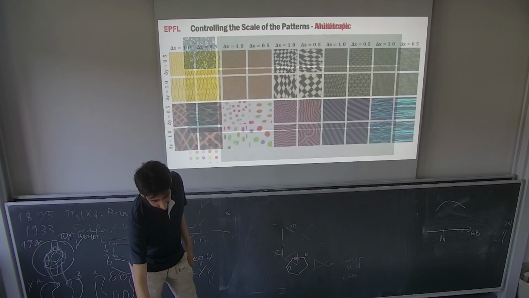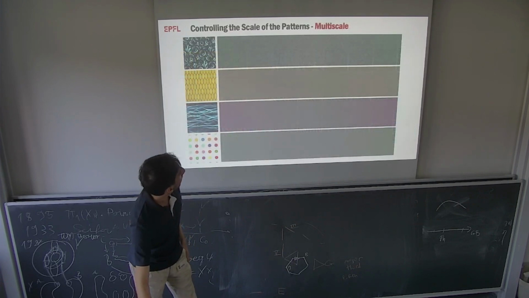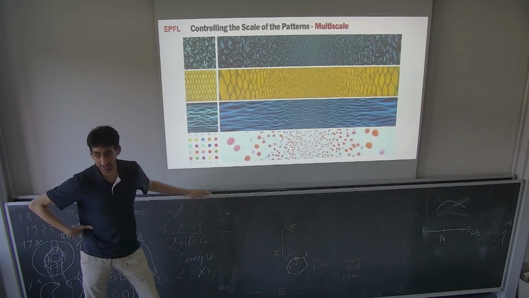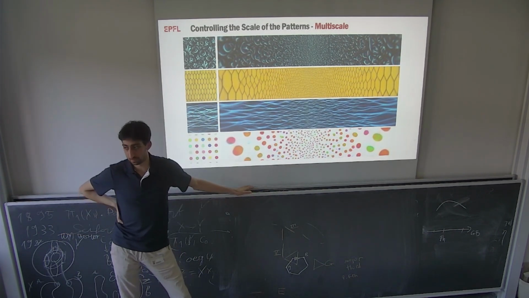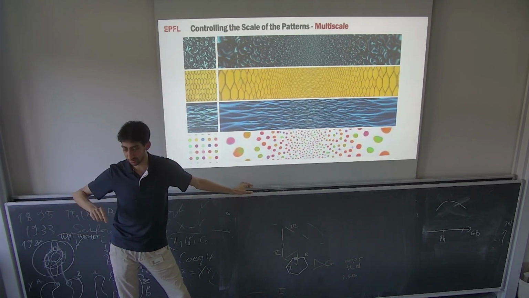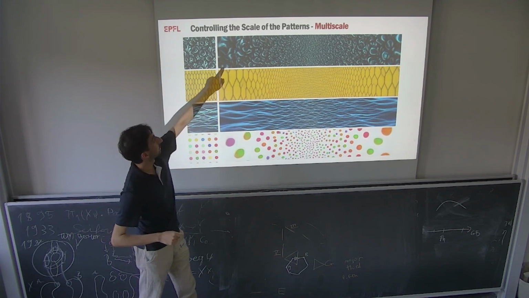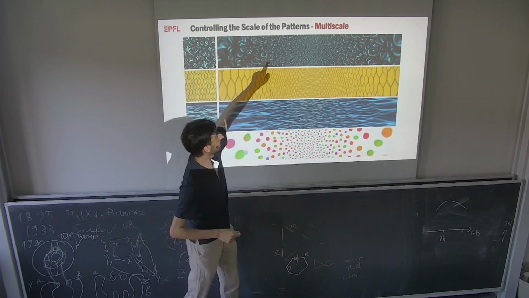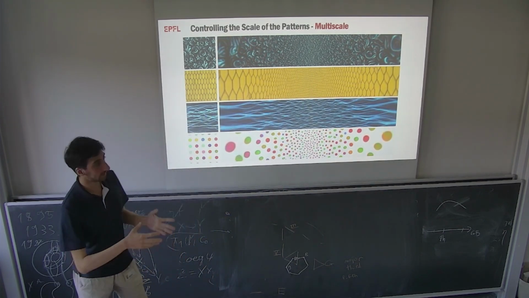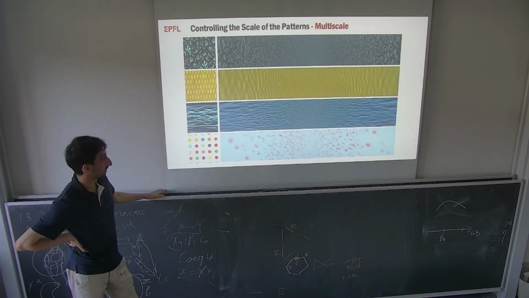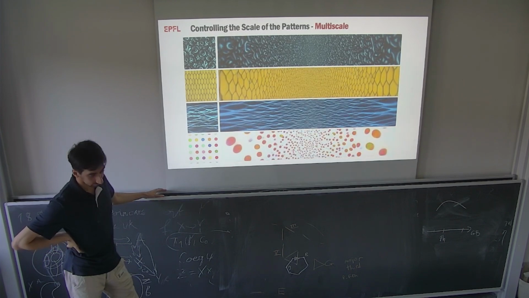So what we can do with this is create multi-scale patterns. Here we have a very large grid, but each pixel has its own delta x. So here we have very low delta x, and then it increases and then it decreases again. And what happens is that this allows you to create some sort of multi-scale patterns.